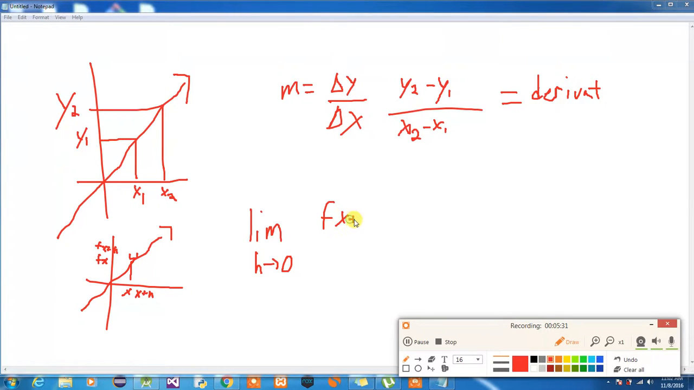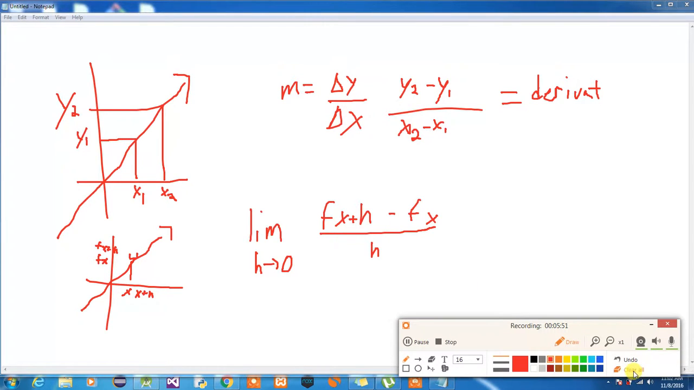So now you're left with the limit of f of x plus h minus f of x all over h, or you might see it as delta h, either or. So that is how we get this formula.